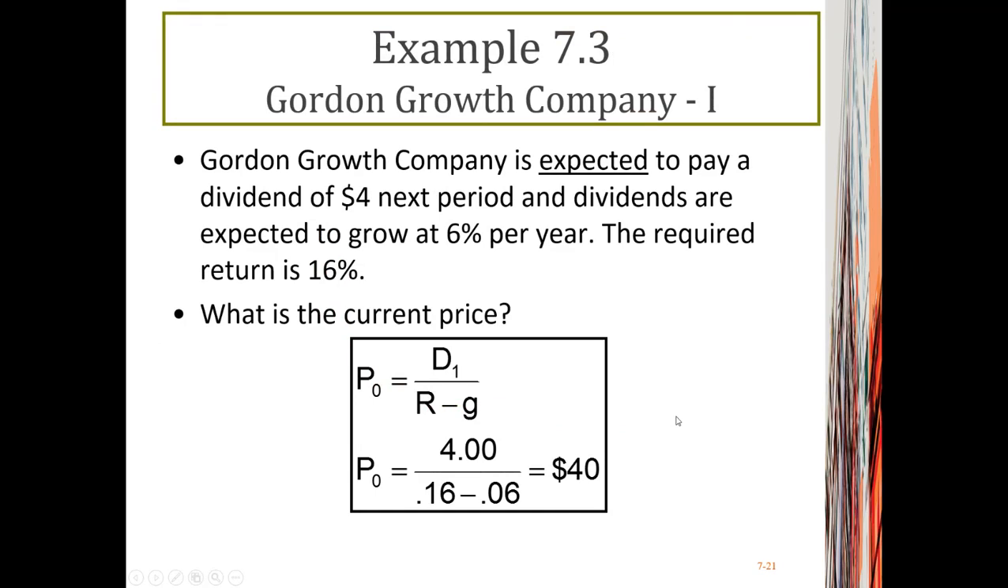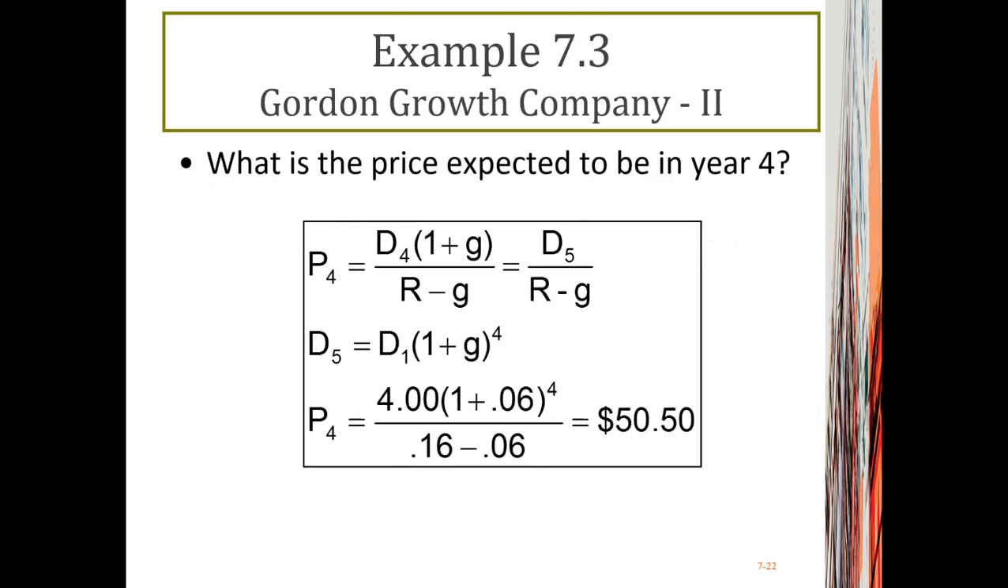Now let's take a look at another pretty straightforward example. The company is expected, once again, and when you see expected, that means future dividend. Right? And that $4 is D1, and R, the required rate of return, is 16%. Well, G is 6%, so the current price equals $4 divided by the difference between 0.16 and 0.06. That will give you a $40 stock price.